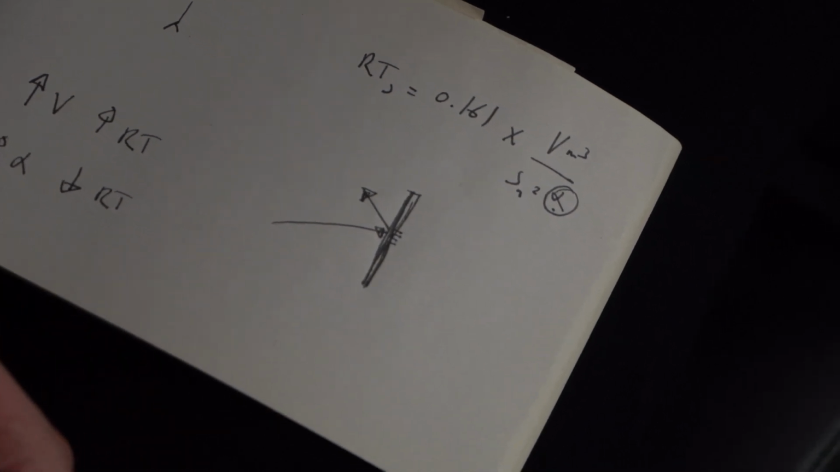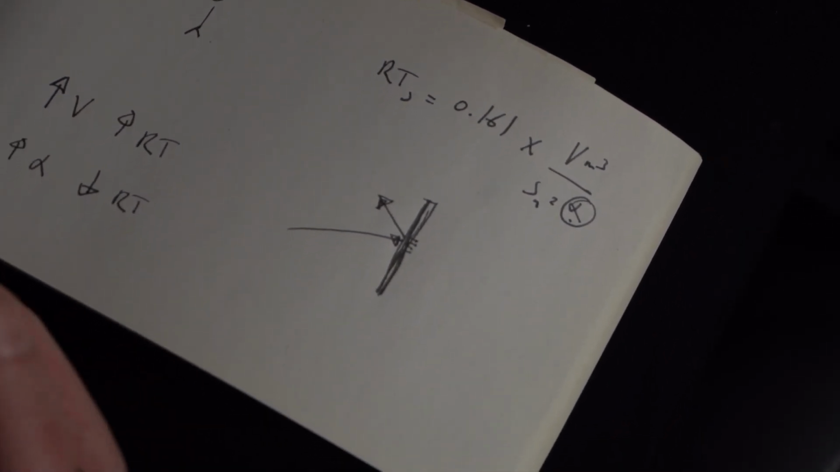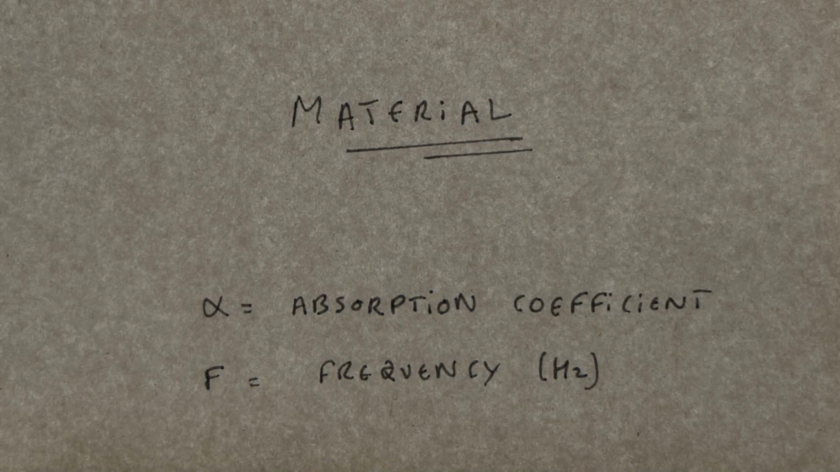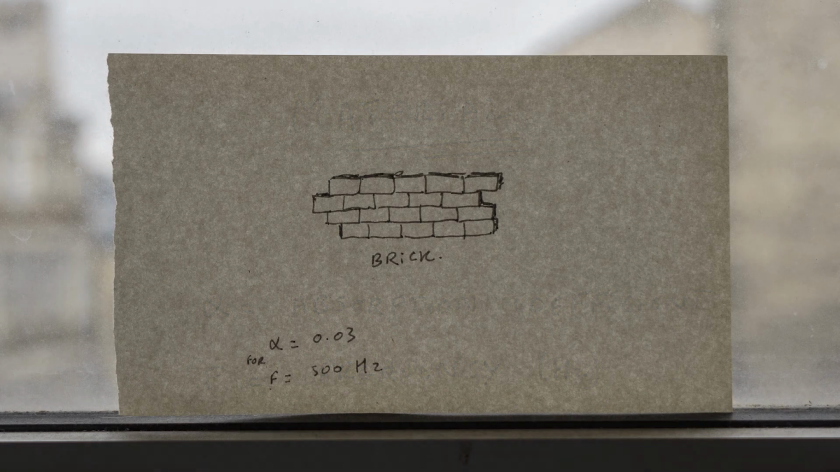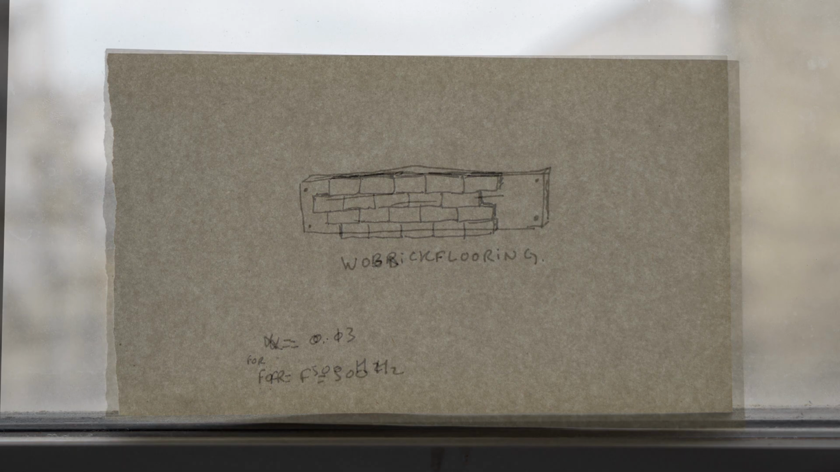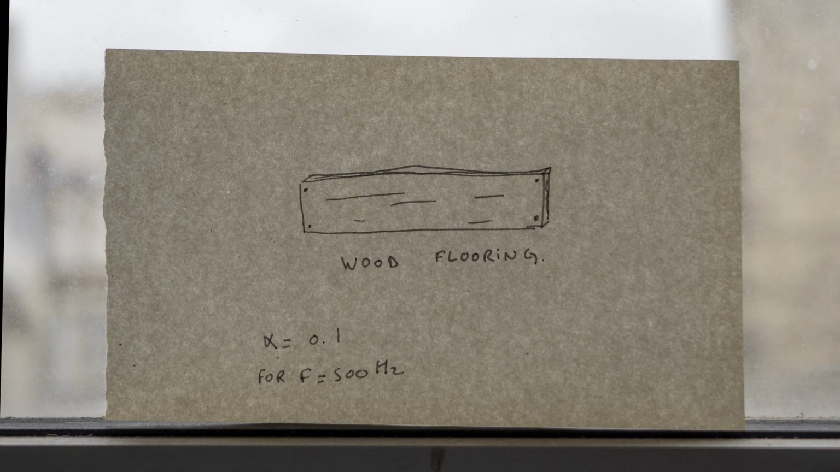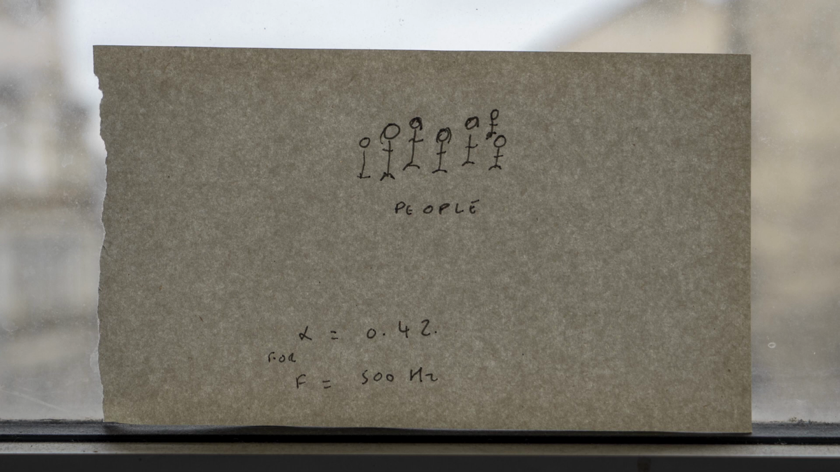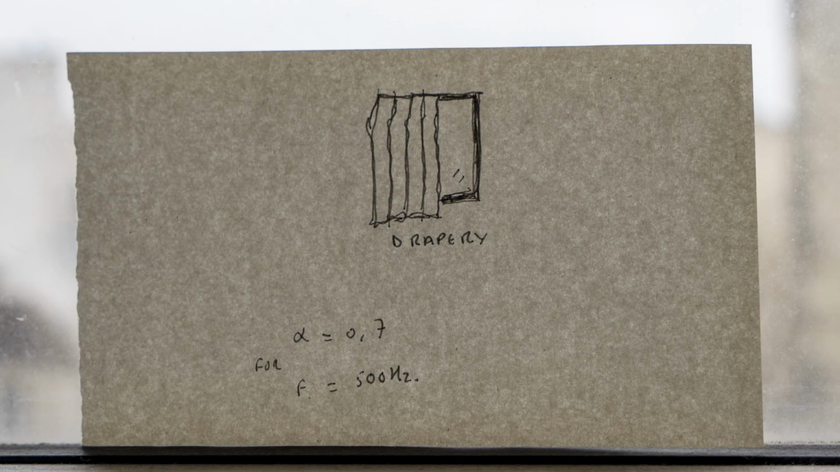Now, each material has its own coefficient of absorption. Here are some examples. Of course, these are rough numbers as the coefficient changes depending on size, frequency, and specific material. All coefficients span from 0 to 1, 1 being the most porous and therefore the most absorbent. The reverberation time in the most absorbent environment will be the shortest.